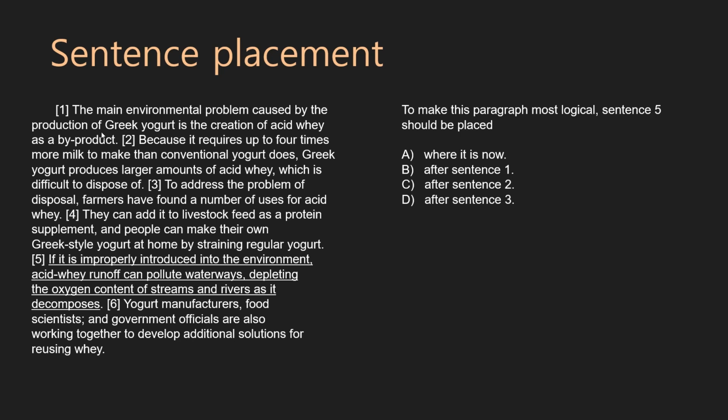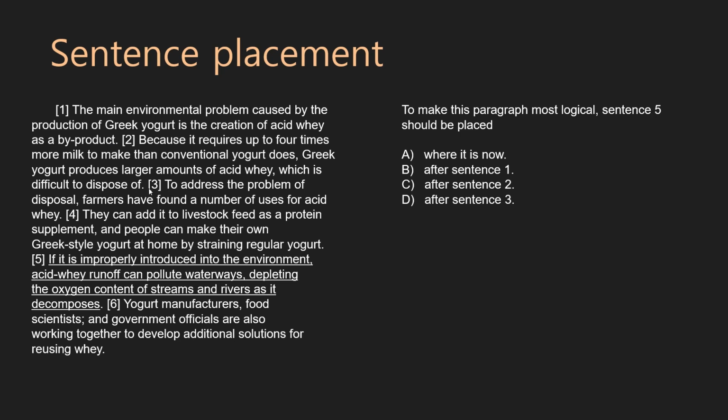But let's make sure it doesn't break up sentences 1 and 2. Sentence 2 says, because it requires up to 4 times more milk to make than conventional yogurt does, Greek yogurt produces larger amounts of acid whey, which is difficult to dispose of. Well, I'm still talking about acid whey. I'm still introducing the idea of acid whey, and this time I'm saying that Greek yogurt in particular makes a lot of acid whey. So to talk about how it would be bad to introduce into the environment would be breaking up the flow of yogurt creating acid whey. So I wouldn't put it in between sentence 1 and 2, but I could put it after sentence 2 now.